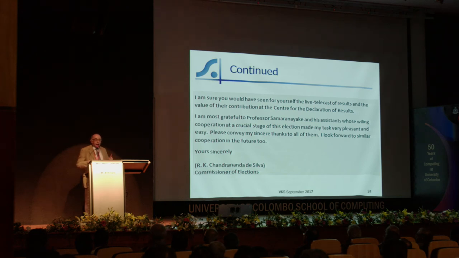After just over an hour, the commissioner lost his nerve and said, "Professor Samaranayake, could you give me the results?" And Sam had scribbled them down on a bit of paper, which is highly unofficial, and handed them over to the commissioner. We knew that J.R. Jayawardena had just over 51%. And therefore, there was no second round, and he was the president. And this was now read out.